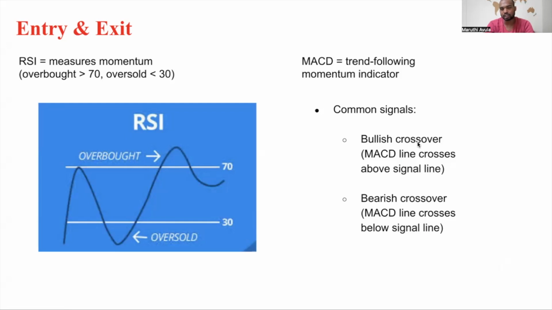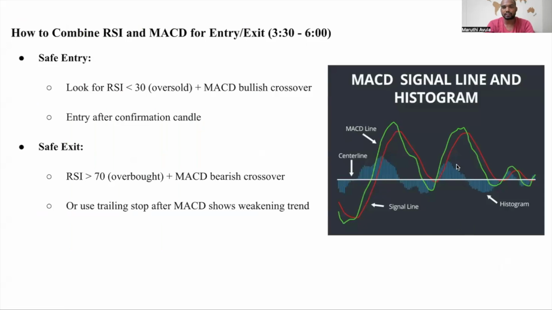One is the bullish crossover, when the MACD line crosses above the signal line, and the other is the bearish crossover, when the MACD line crosses below the signal line. Here you can see the MACD and signal line. This green line is the MACD line and the red line is the signal line. When the MACD line crosses the signal line towards the top, it is a bullish crossover. Similarly, when the MACD line crosses the signal line to the bottom, this is a bearish crossover.